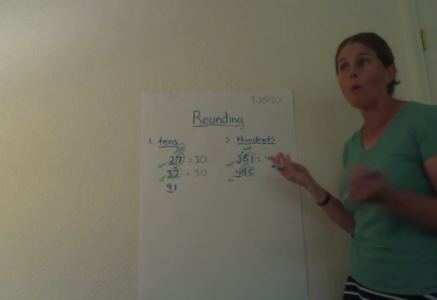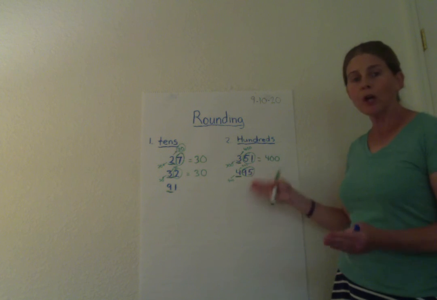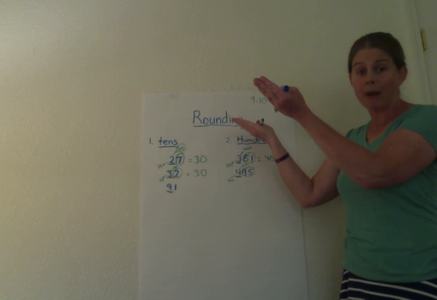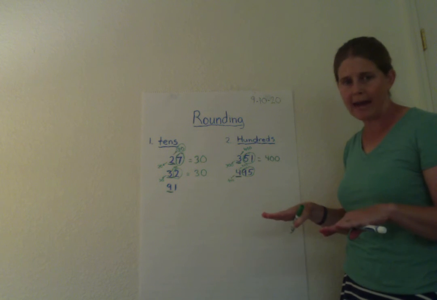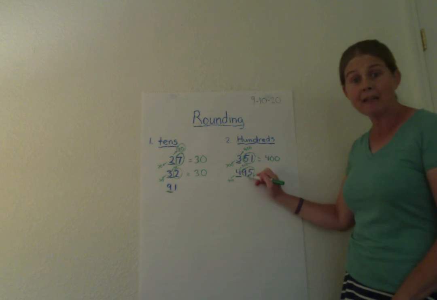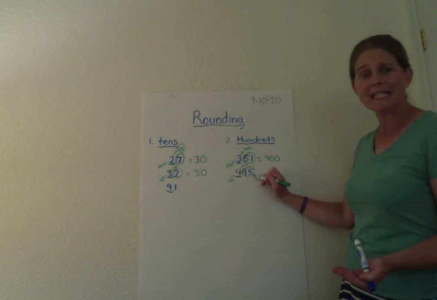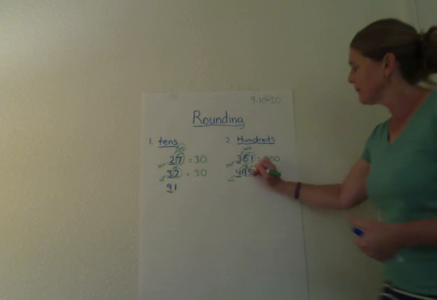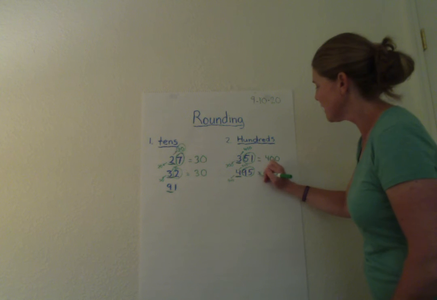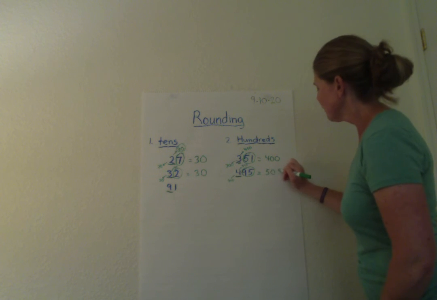95. Wow. Now I get to ask myself, is 95 closer to 100, so I round up, or is it closer to 0, so I stay down? Well, goodness, 95 is almost 100. That was a pretty easy one. That tells me right away I'm going to round up. Okay, so that means 495 rounds up to 500.